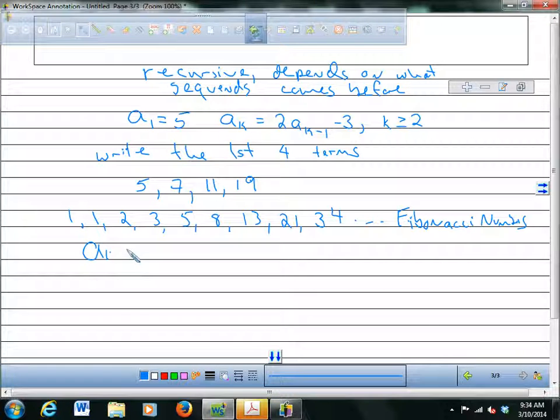Well, first you have to start with a sub 1. What's a sub 1? What's a sub 2? 1. And then a sub k is equal to the previous two terms added together, right? So it'll be a sub k minus 1 plus a sub k minus 2. You guys get that? Where k has got to be greater than or equal to the third term. Because you can't start with the second term because you don't have two terms before that, right? So you have to start with the third term, and then it says add the two previous numbers.